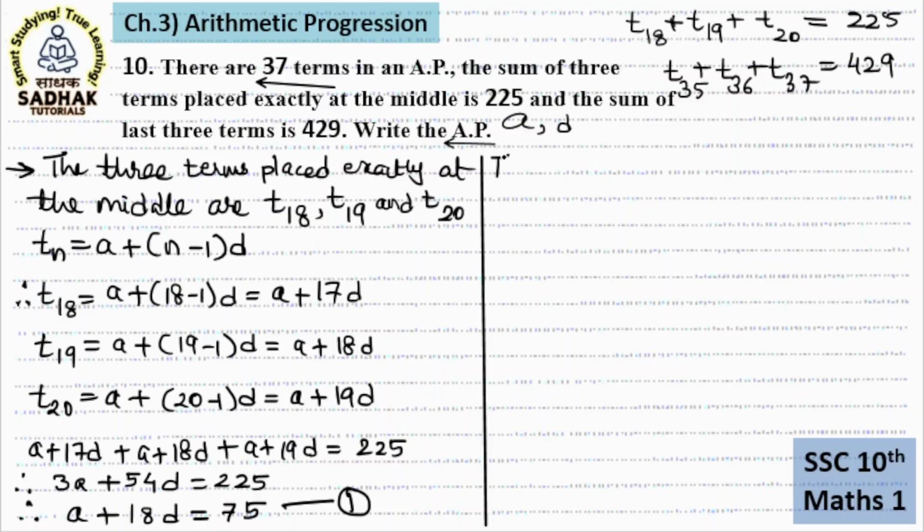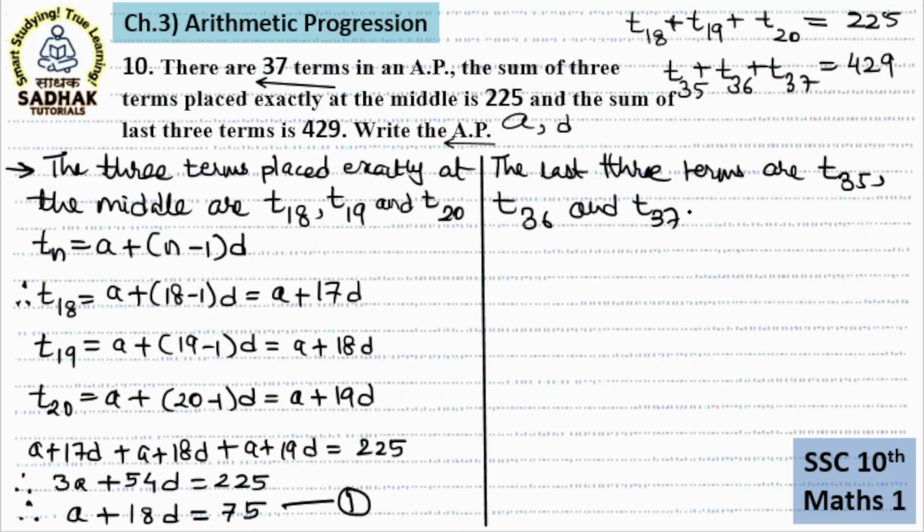So the last three terms are what we have, T35, T36 and T37. So as we have written T18, T19, T20 in terms of A and D, let us write this also.